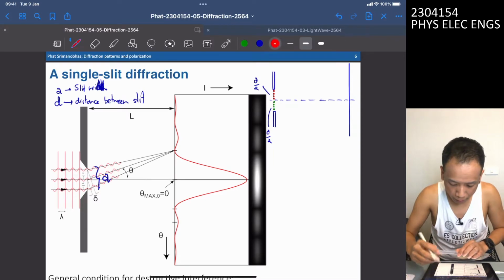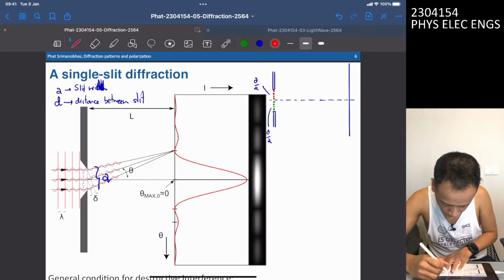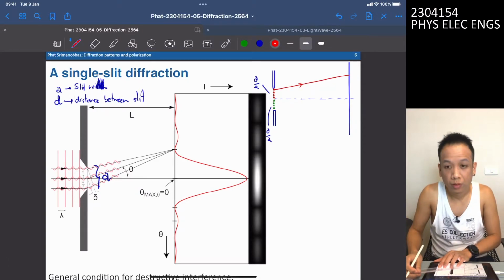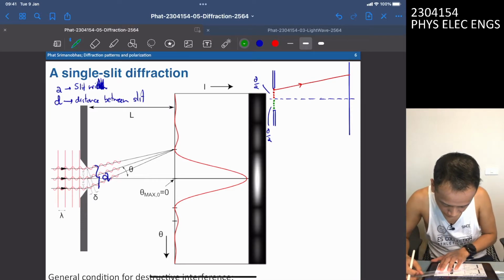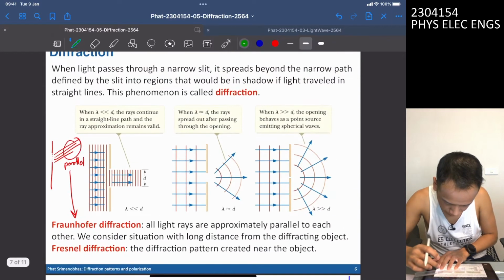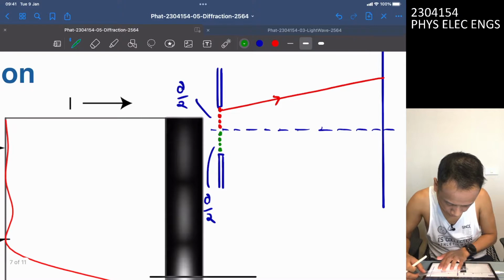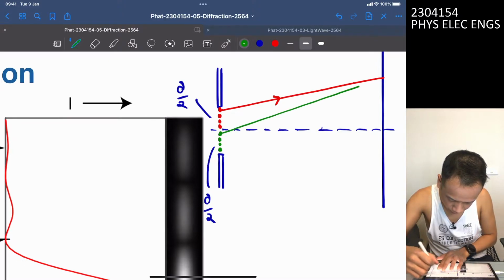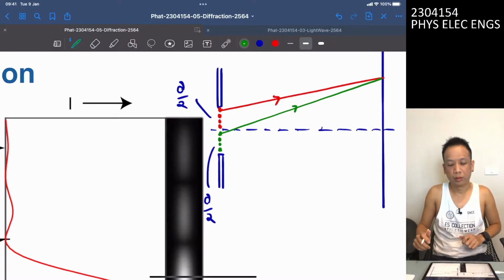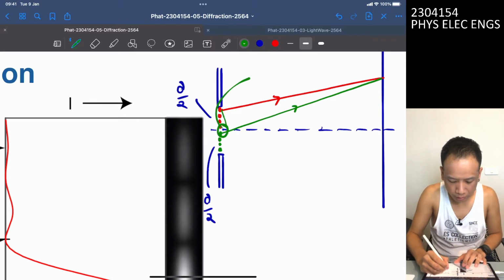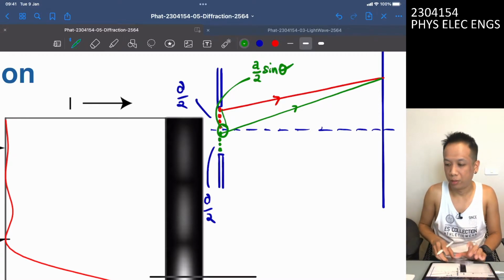So we consider the dark, the first minima. It's somewhere here, for example, and then you pair it with the first one in the lower half, like this. You see that this is the path difference, right? And the path difference is A over 2 sine theta. This is the path difference.